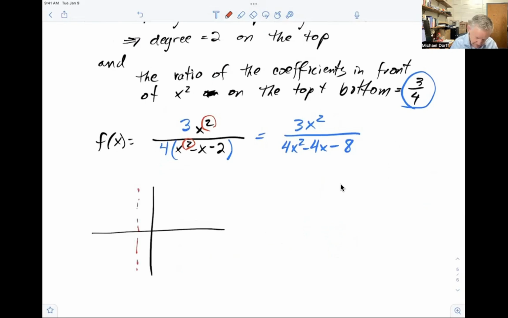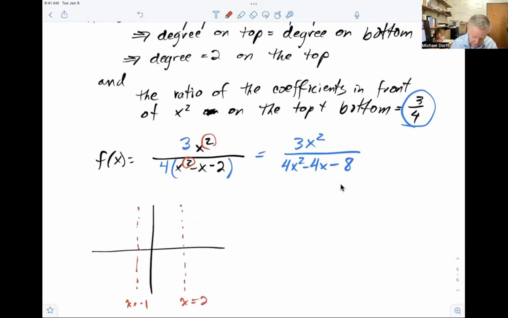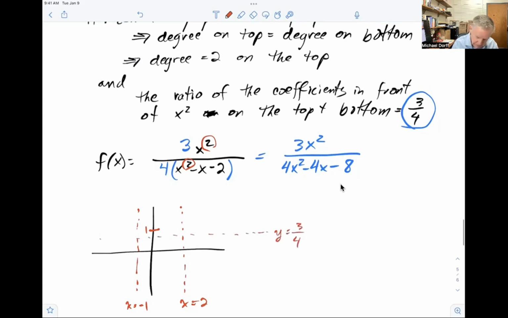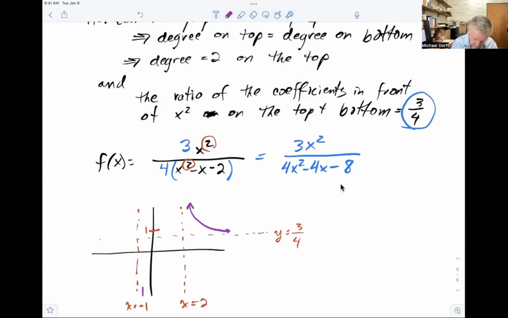You're going to have this vertical asymptote at x equals -1. You're going to have a vertical asymptote at 2, so there's x equals 2. And you're going to have a horizontal asymptote at 3/4. So it's going to look like this. This is the line y equals 3/4. And now when I graph the function in there, it's going to look something like this. Here it's going to go like that, and here it's going to go like that. That's what that function looks like. That's f of x equals 3x squared over 4x squared minus 4x minus 8.